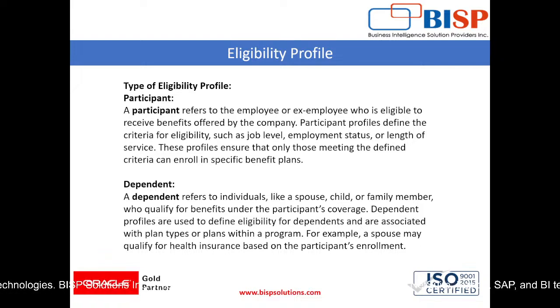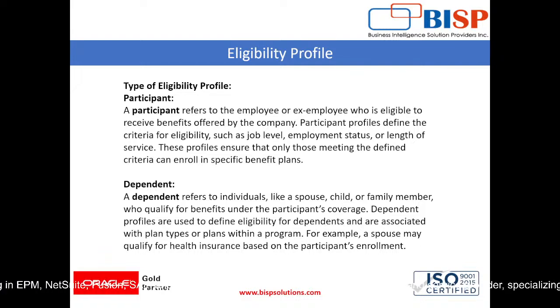So basically, we are creating an eligibility profile for the participant or the employee who will be eligible. We are going to create eligibility for that particular group of employees, right? And the second eligibility profile is your dependent.